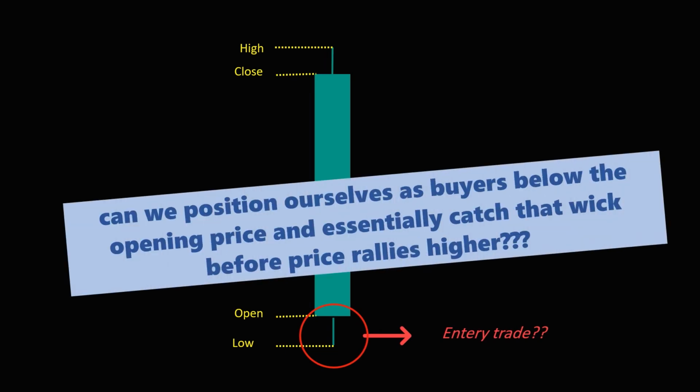When the day is bullish, one of our main objectives is to pinpoint where the market formed its daily low. In other words, the bottom wick of the candle. The big question is, can we position ourselves as buyers below the opening price and essentially catch that wick before price rallies higher? To do this effectively, the first step is to mark out the Asian session range. In ICT's framework, the Asian session runs from 7 p.m. to 12 a.m. Eastern Standard Time.